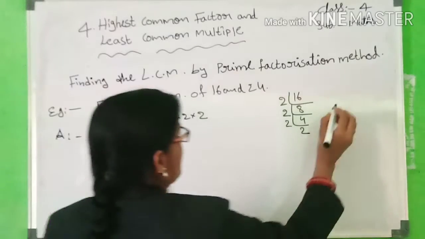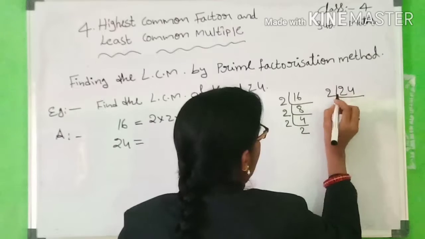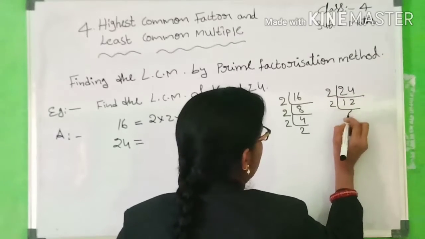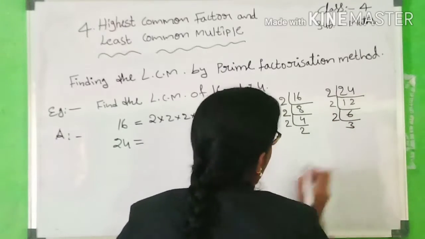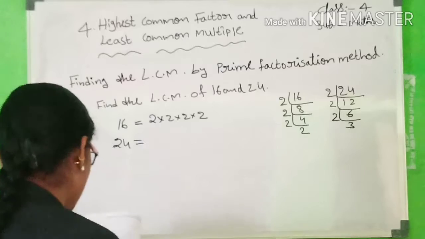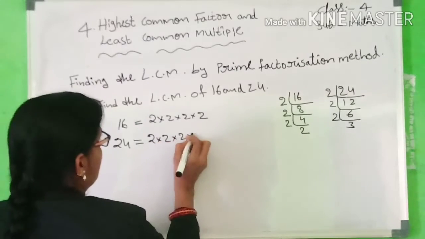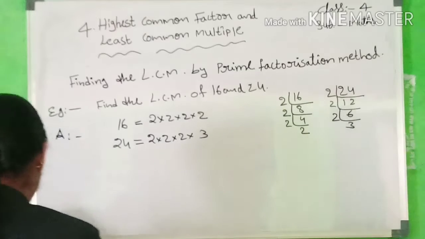Okay children. Divide 24 by 2. 2 12s are 24. 2 6s are 12. 2 3s are 6. What is the answer here? 2 into 2 into 2 into 3. Then you have to find the common factors. Now, common factors.